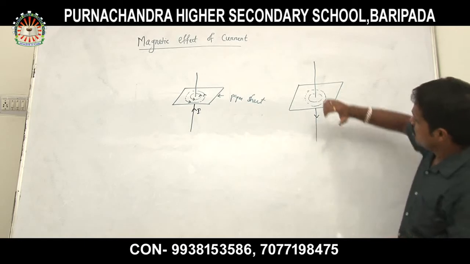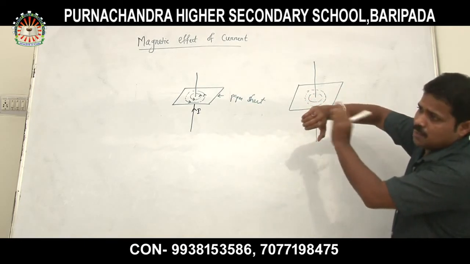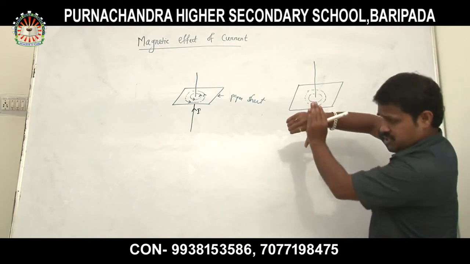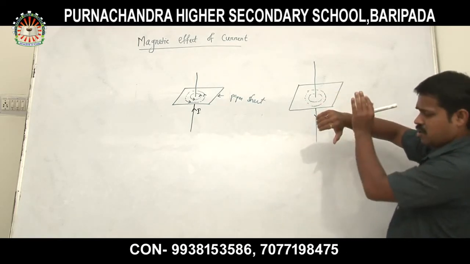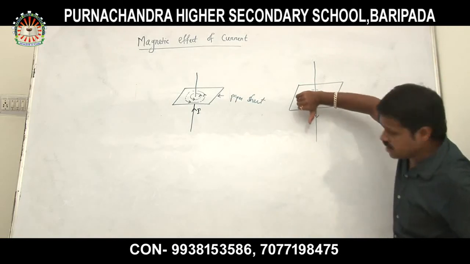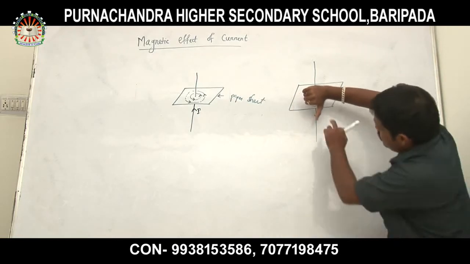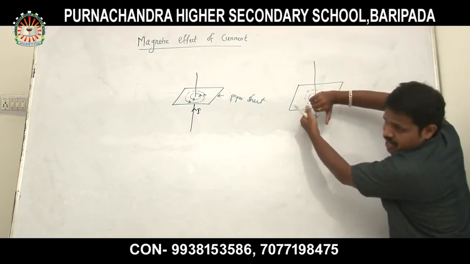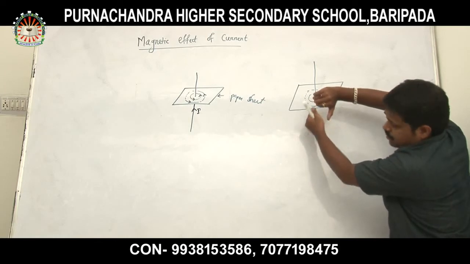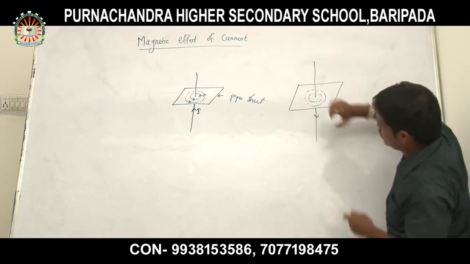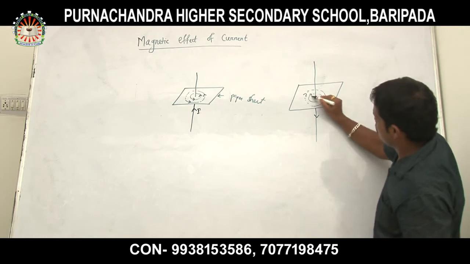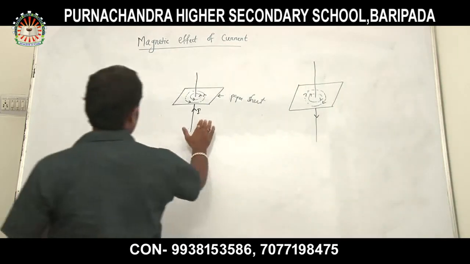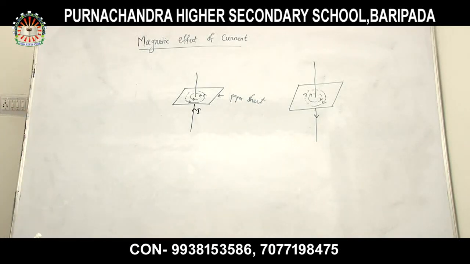But if we apply the thumb rule or Maxwell's screw rule, listen very carefully. According to Maxwell's thumb rule or screw rule, we will place it in this manner. Look here very carefully. This is the direction of current, and this is the direction of the magnetic field. So this is the direction of your magnetic field. Clear, all of you? Look at these two figures. Understood, all of you? Okay.